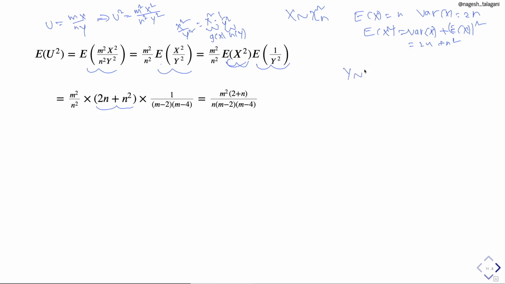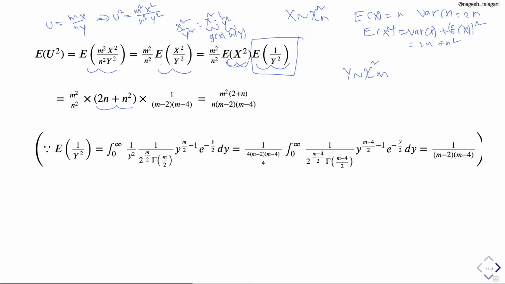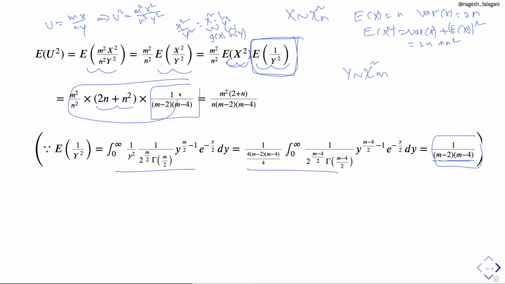Now y follows the chi-square distribution with m degrees of freedom. So I can calculate this expectation of 1 by y square just the way I calculated the expectation of 1 by y. Feel free to verify this. You will end up with 1 by m minus 2 times m minus 4. So the expectation of 1 by y square is going to be 1 by m minus 2 times m minus 4. This whole thing gets simplified to m square times 2 plus n by n times m minus 2 times m minus 4. This is the expectation of u square.